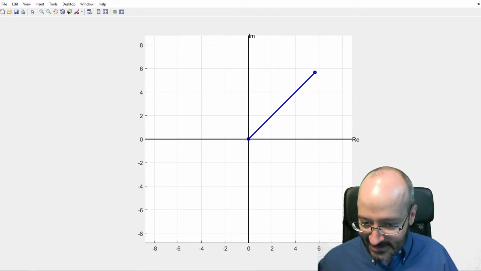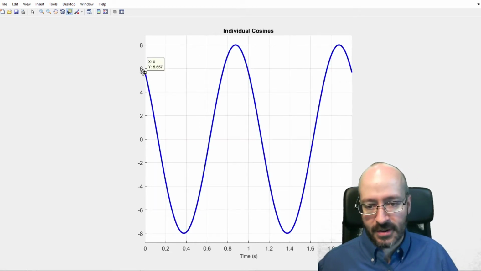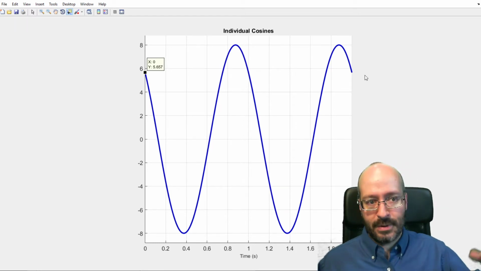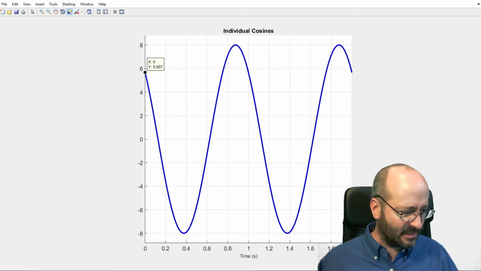And I think we can see that here. So it's going to start here at 5.66. It's going to head towards 0. It's going to go down here and hit a peak at -8. Head back towards 0. Back up to +8, and it finishes its first revolution here at 5.66. And it does the same thing. It's repeating itself.